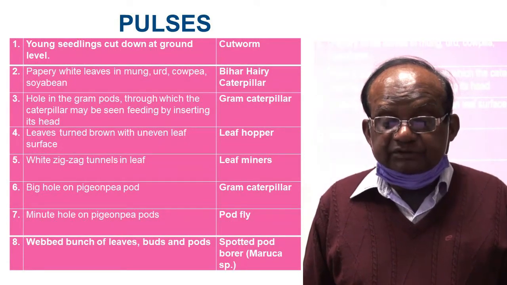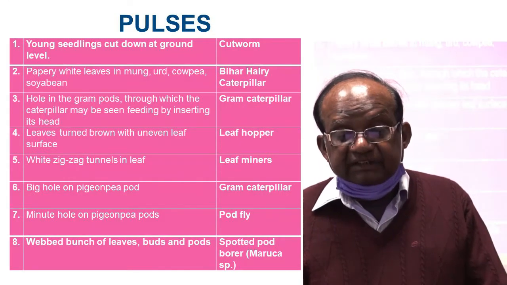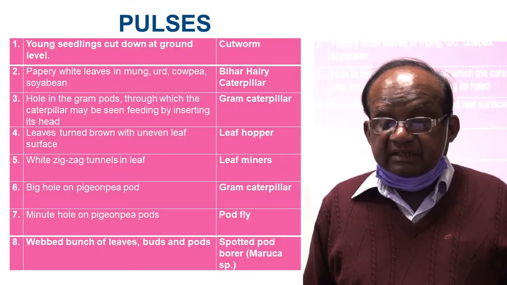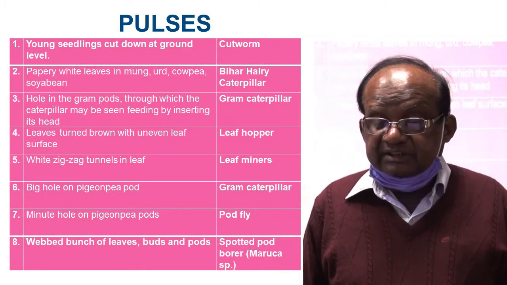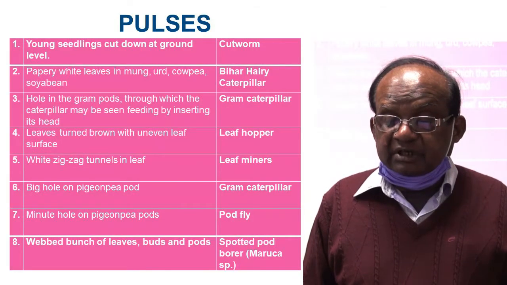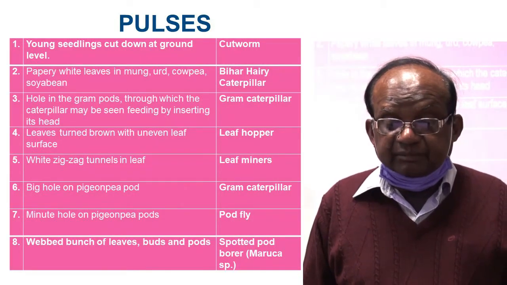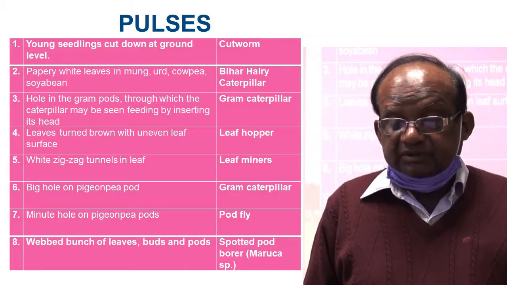Holes in the green gram pods, through which the caterpillar may be seen feeding by inserting its head while the other part of the body is hanging outside, indicate the attack of gram pod borer in case of chickpea or gram. Leaves turned brown with uneven surface show the attack of leaf hopper in different pulse crops.